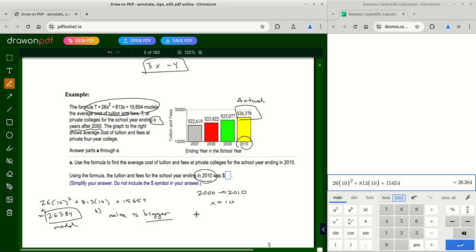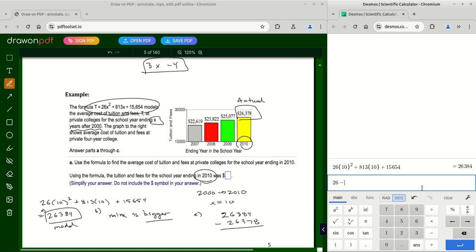So there you go. Part C, it will say like by how much. And so that's when we start subtracting. So I'm going to get the 26,384. That's mine. I'm going to subtract it from the 26,378. And again, I could probably just do this in my brain, but I just want to make sure that I'm doing it right because I'm being recorded for YouTube. And so I got 6. So 6 is the answer. So by how much? $6 difference.